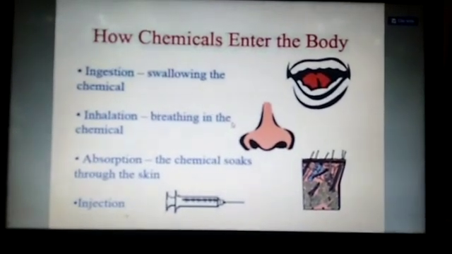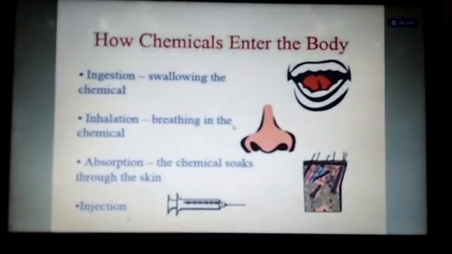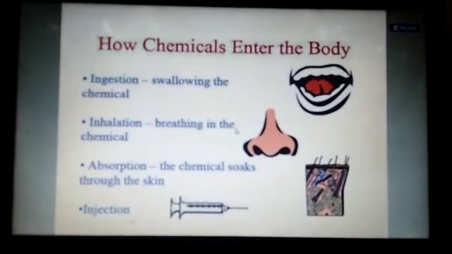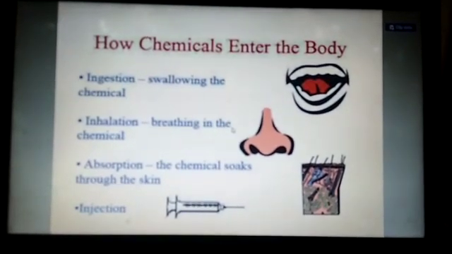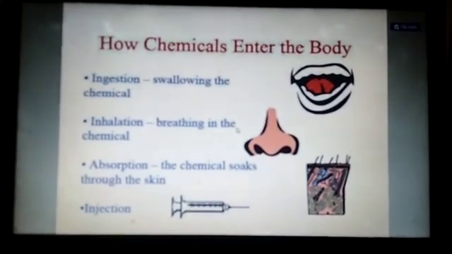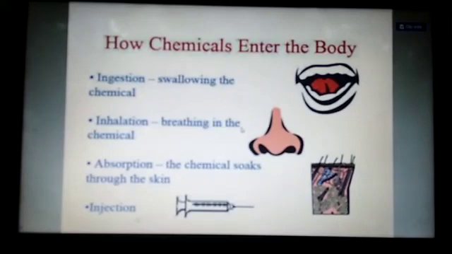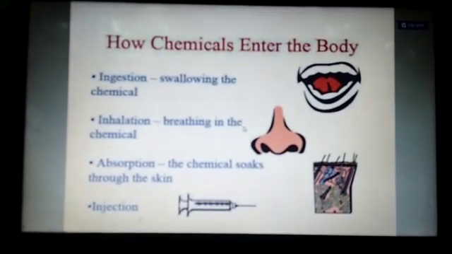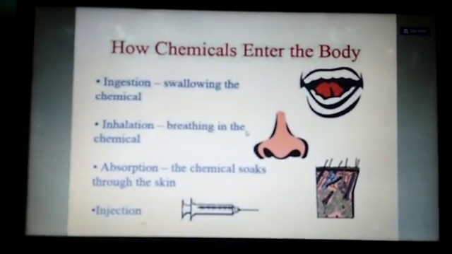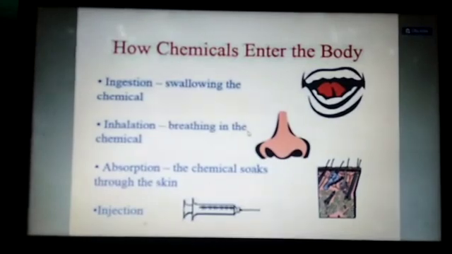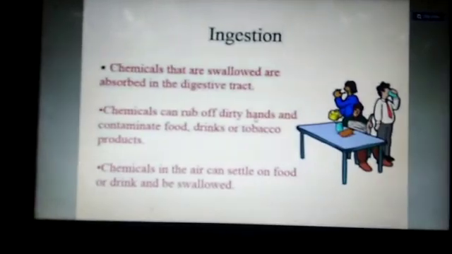For ingestion, swallowing the chemical, keep in mind you should not keep your mouth open. For inhalation, breathing in the chemical, you have to use a safety mask and so on. For absorption, as I said earlier, if the skin has some allergies, you should check with your doctor first about what allergy precautions to take. These are ways to prevent chemicals from entering the body. Okay, we will discuss this in part 3.